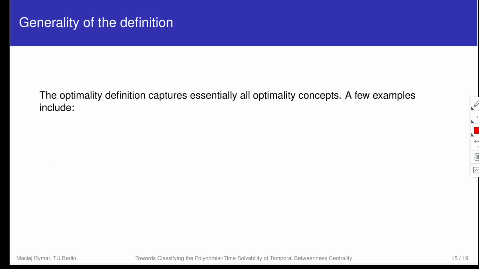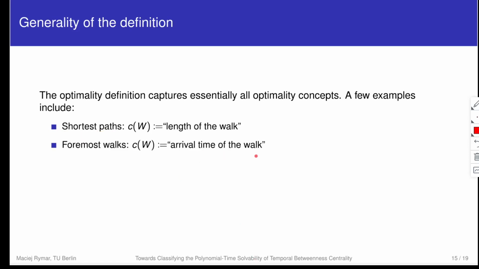And this definition naturally captures basically all optimality concepts, because in the worst case, we can basically do an indicator function. We say, okay, this walk is optimal, this walk is not. But of course, usually you can do something better than that. So for shortest paths, we can define the value of the cost function to be the length of the corresponding walk. And just like in static case, shortest walks are also paths. So this definition captures this optimality criterion. For foremost walks, we can say that the value of the cost function is the arrival time of the walk, so the last timestamp on the walk. But unlike shortest, foremost walks are not paths. So if we wanted to define foremost paths, then we would have to work a bit harder.